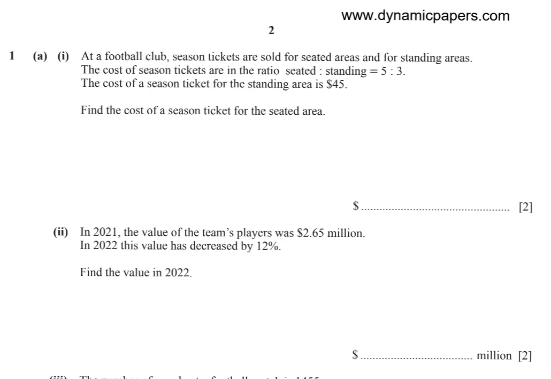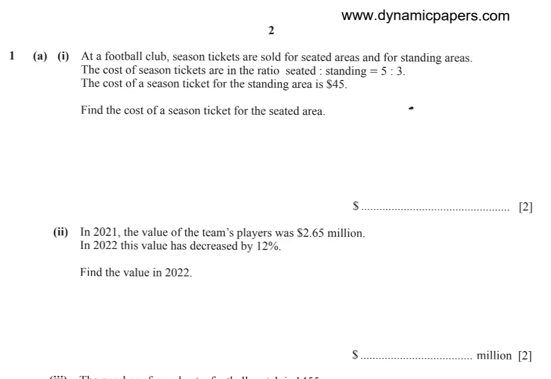At a football club, season tickets are sold for seated areas and for standing areas. The cost of season tickets are in the ratio seated to standing 5:3. The cost of a season ticket for standing areas is $45. Find the cost of a season ticket for seated area.